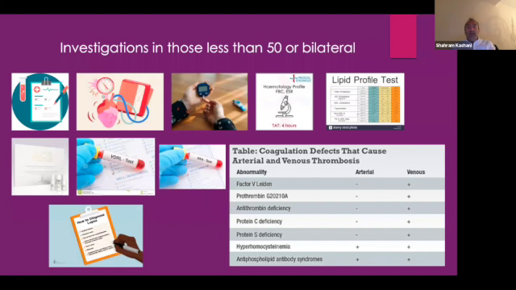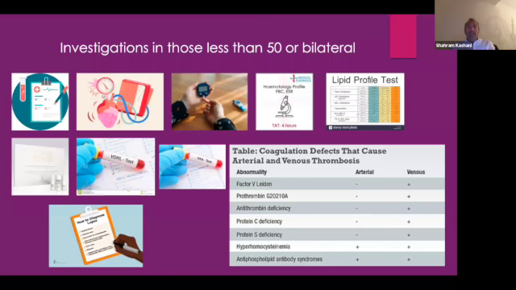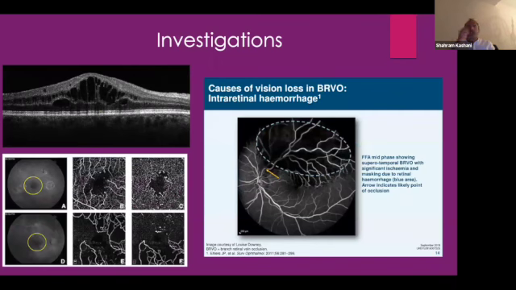But if they are your typical RVO type patient, then blood pressure, diabetes, full blood count and ESR is all you need. And the reason you do full blood count and ESR is because that is your general screen for myeloma or something like that you don't want to miss. So is there any inflammation going on? Is there any anemia that could explain blood coagulation disorders? If that's normal, then that's it. You don't need to do anything else. And then you concentrate on treating the condition.